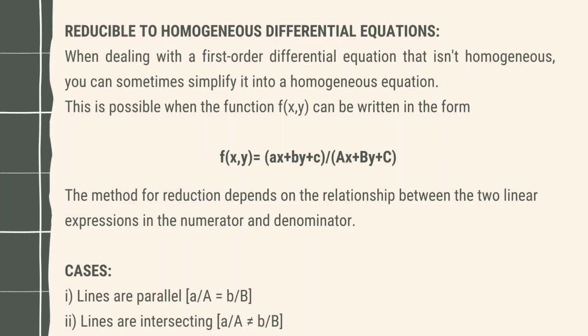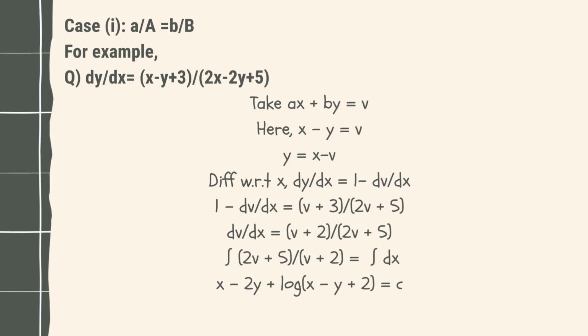Okay, students, I'll be explaining reducible to homogeneous differential equations. When we're dealing with first order differential equations which are not homogeneous, we can simplify them to a homogeneous equation. This is only possible where f of x comma y is equal to ax plus by plus c divided by capital A x plus capital B y plus capital C. The method for reduction depends on the relationship between the two linear expressions in the numerator and denominator. Now we have two cases. Case 1, which is a by A equals b by B, and case 2, which is a by A is not equal to b by B.